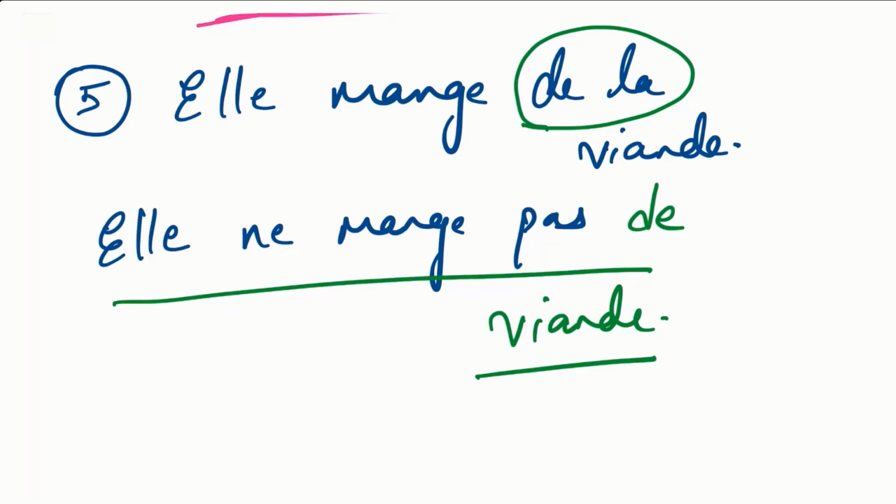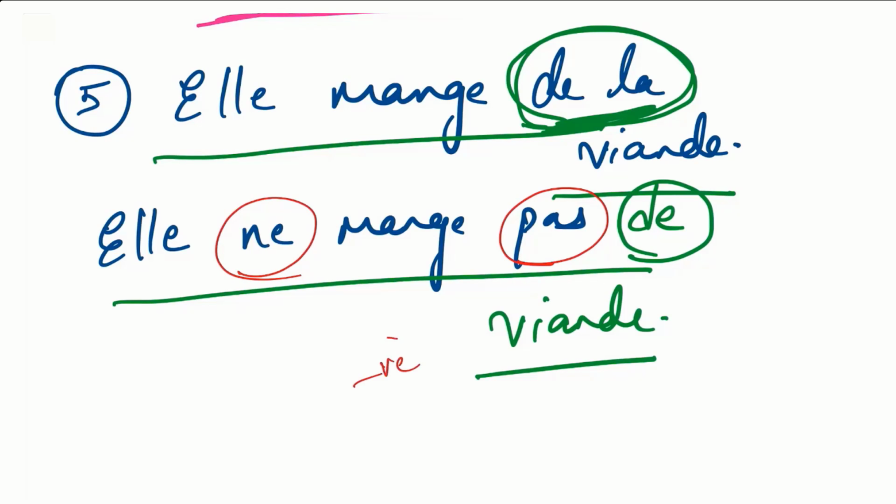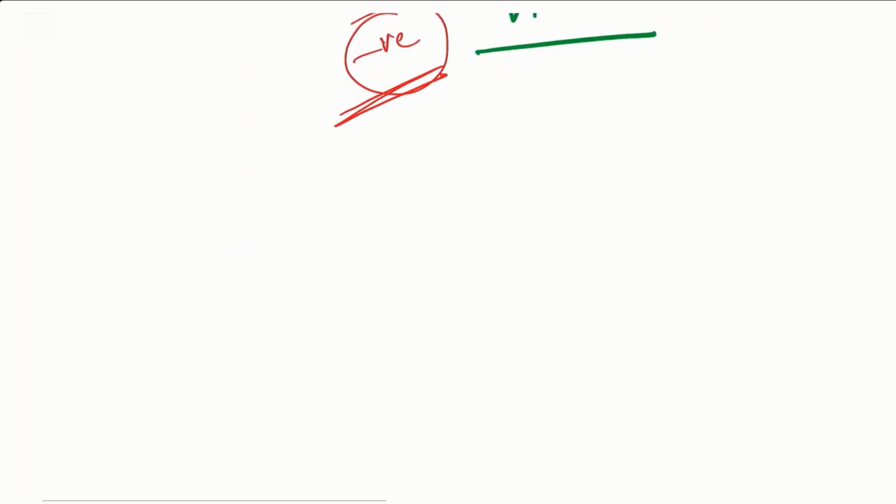She is eating meat. Now this is some. This will change into de. And I added ne and pas because I'm changing it into a negative sentence. This is a positive one, changing into negative.